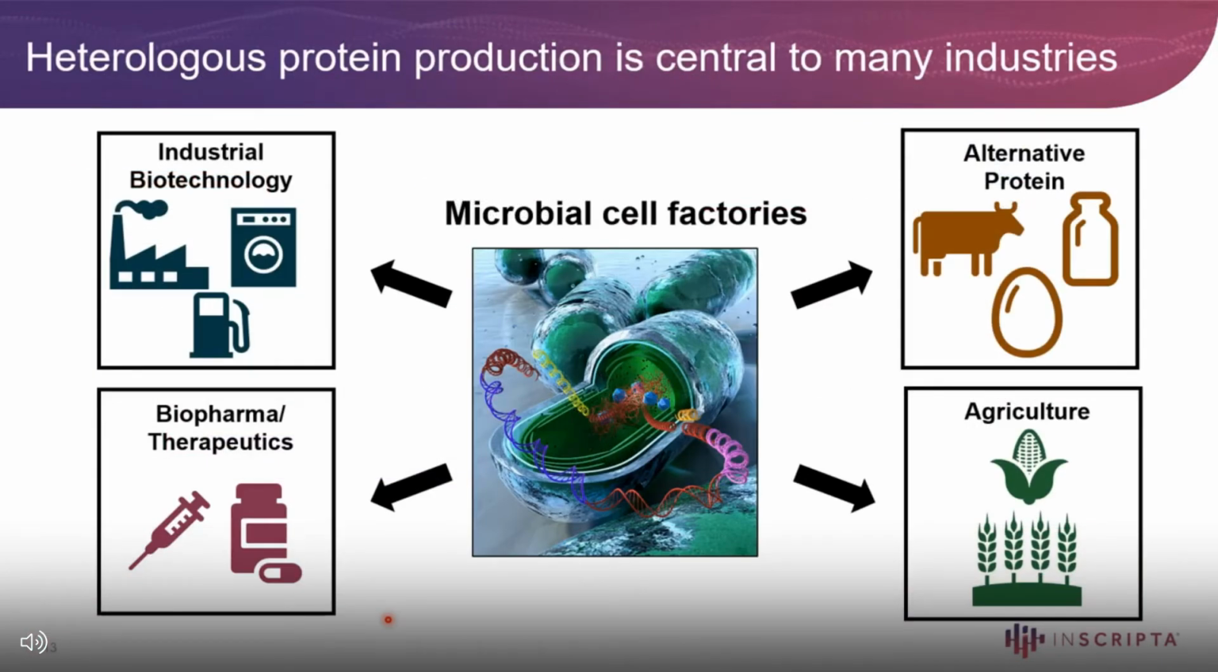Okay, so I'm going to give you some examples of where we use the Onyx platform to improve a strain that can be used for production of two different proteins. And really, heterologous protein production is central to many different industries. At its core, this is based on the concept that you can use microbes as mini cell factories to produce massive quantities of proteins to be used in, say, industrial biotechnology, biopharma or therapeutics. A really hot area right now is the alternative protein market, or applications in the agriculture space as well.